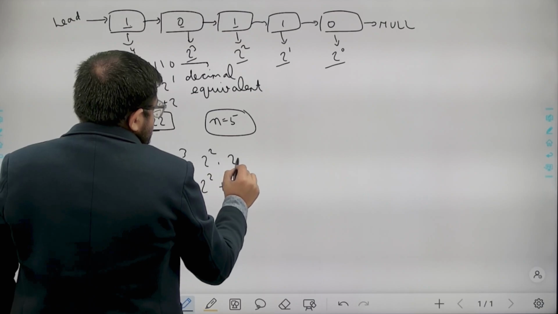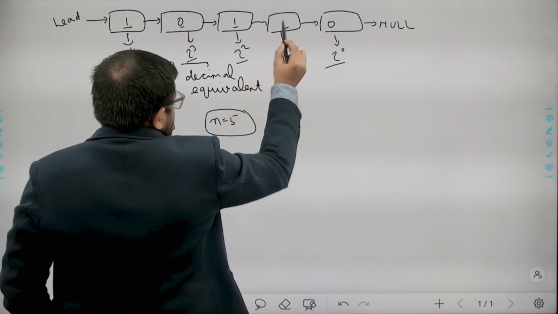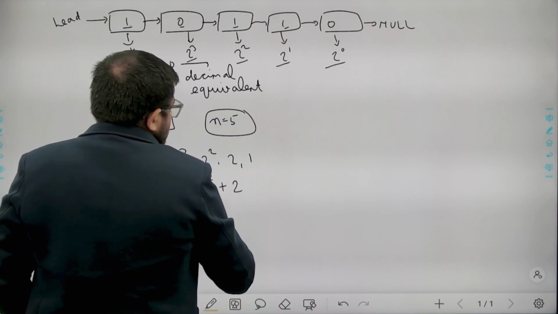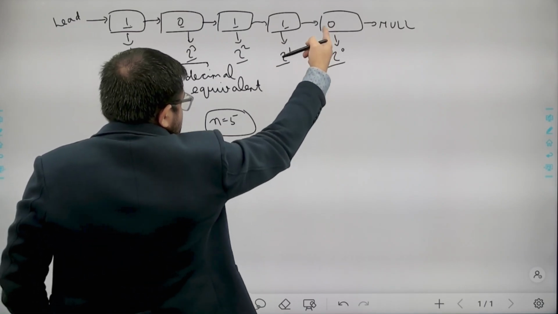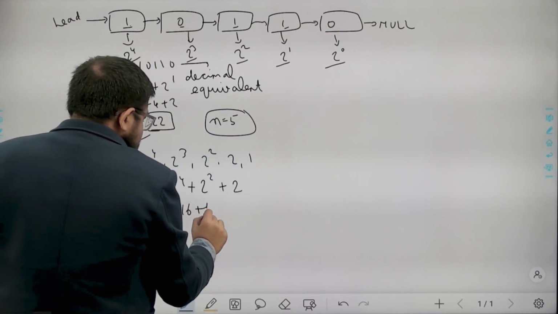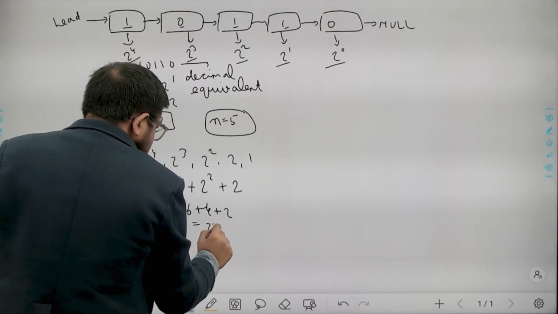And again divide this by 2, so it remains 2. Now again this is 1, so you add 2 to the answer. And again go further and make 1. So this bit value is 1, but since it is 0, it will not contribute. So this will be how much? 16 plus 4 plus 2, which is nothing but 22.